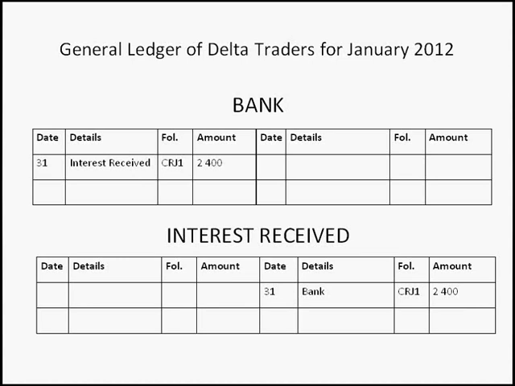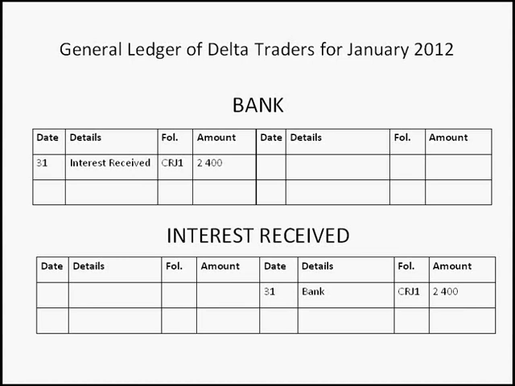And in the interest received account, in the details column, you will use the word bank because that is the other account you are working with. In other words, if you look at any ledger account, the name that is written in the details column, if you go and look in that account, you will see the corresponding entry. And that is why we use those names in there, so that we know where to go and look for the other entry. And remember, there must always be a debit entry and a credit entry.